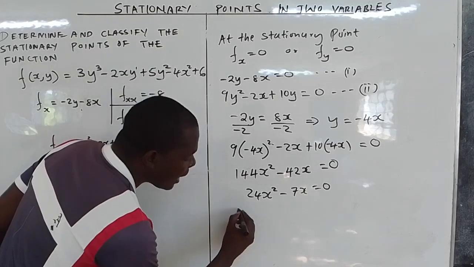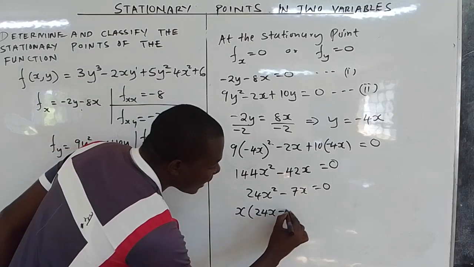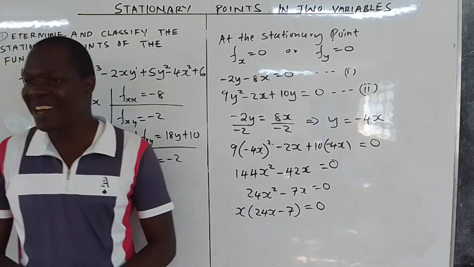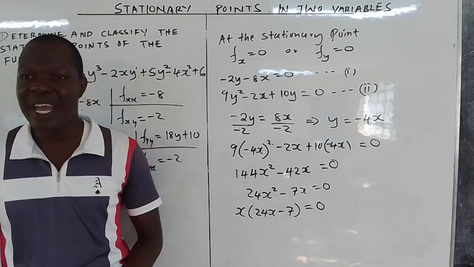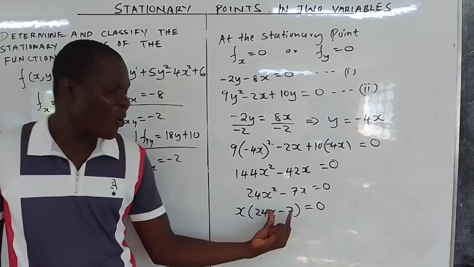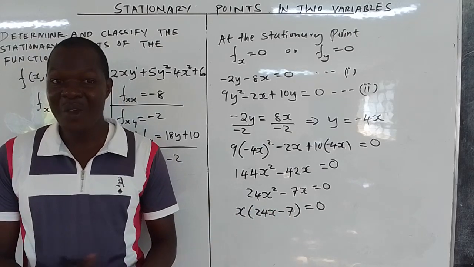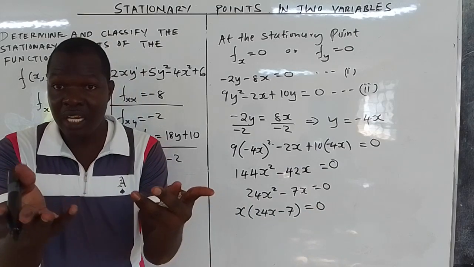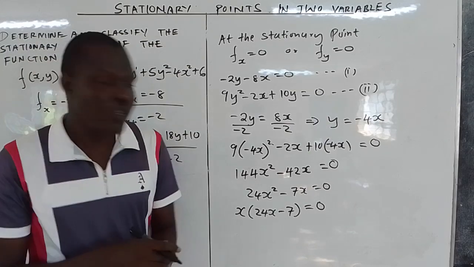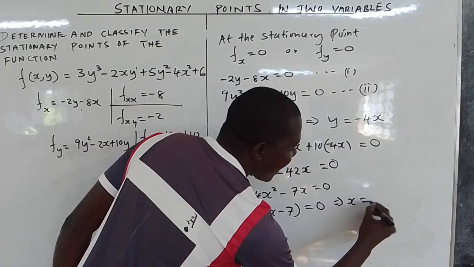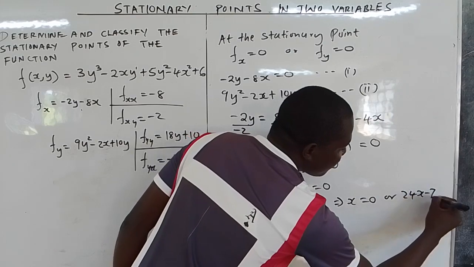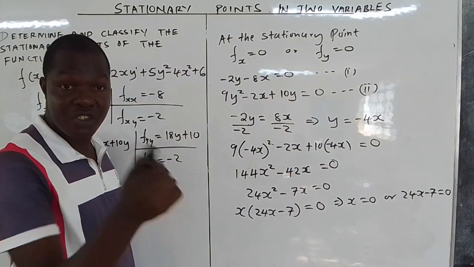So what do you have here? x into 24x minus 7 is equal to 0, because x is a common factor. We factorize the common factor outside, isn't it? So in quadratics, you know very well, if a product of 2 factors is 0, then it is either the first factor which is 0 or the second factor which is 0. That is why you are getting a 0, isn't it?